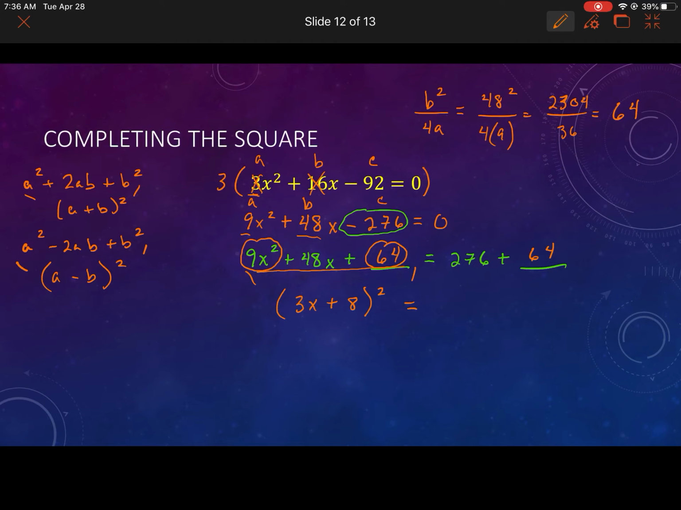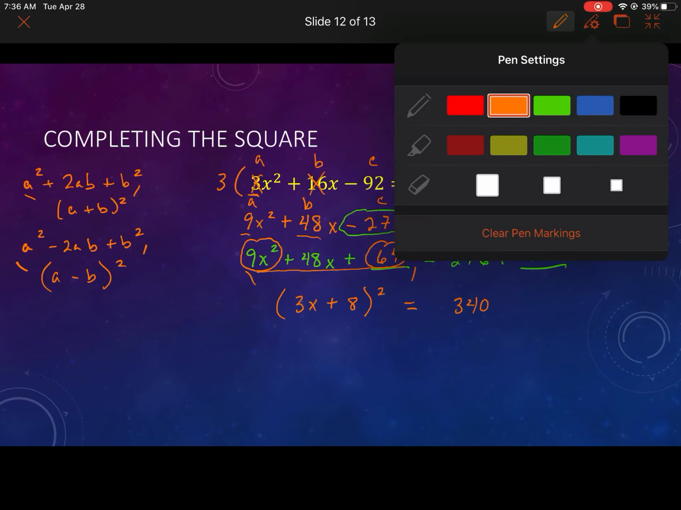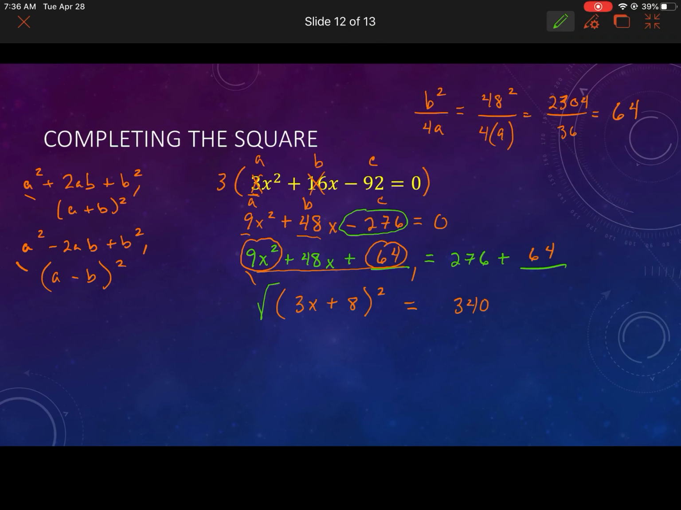And then we need to add 64 and 276, which is 340. And then from here, it's the exact same. We're going to take the square root of both sides to get rid of the square. And whatever I do to the left side, I do to the right side, so square root there as well. And that's going to give me 3x plus 8 equals plus or minus the square root of 340.